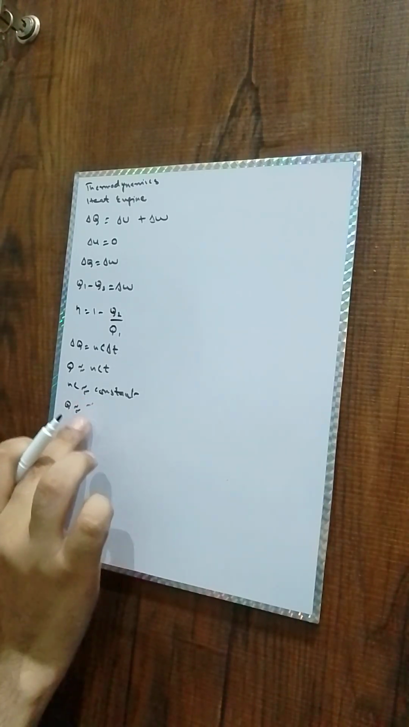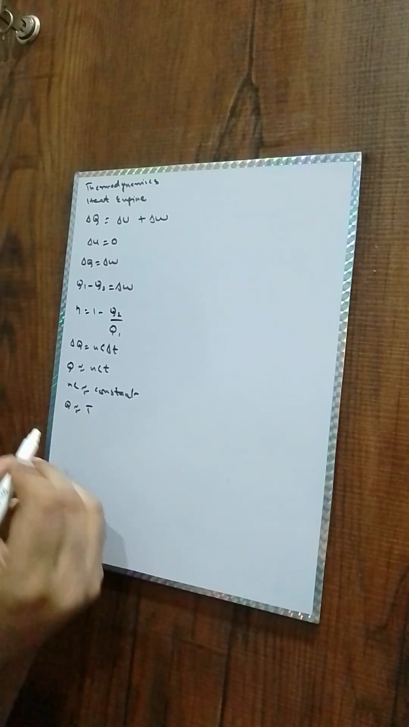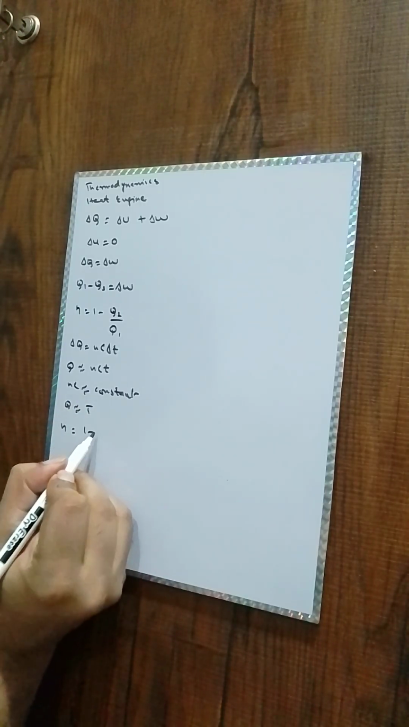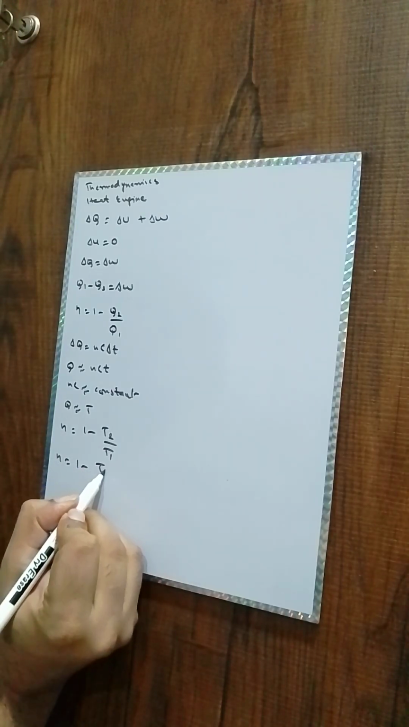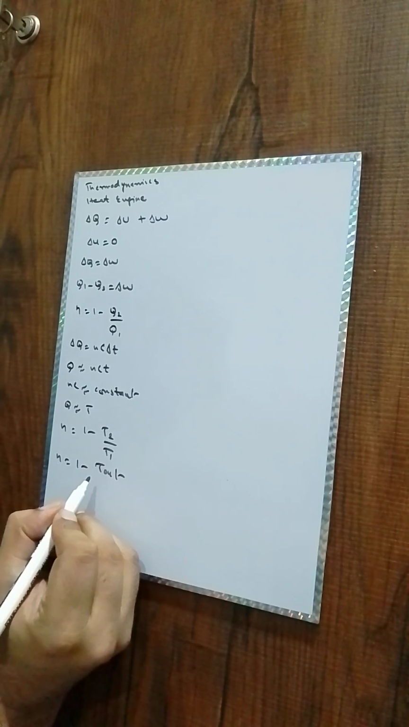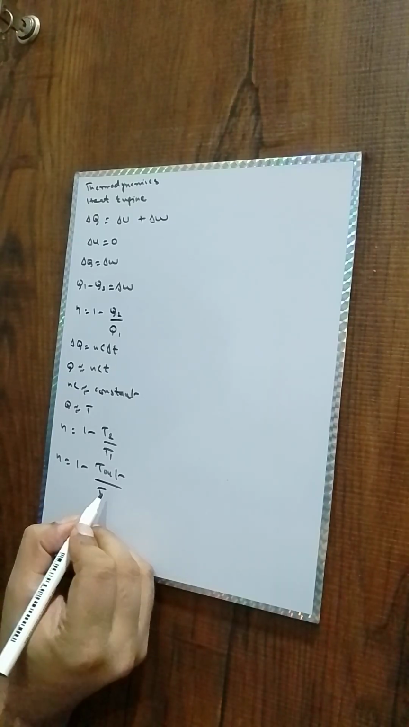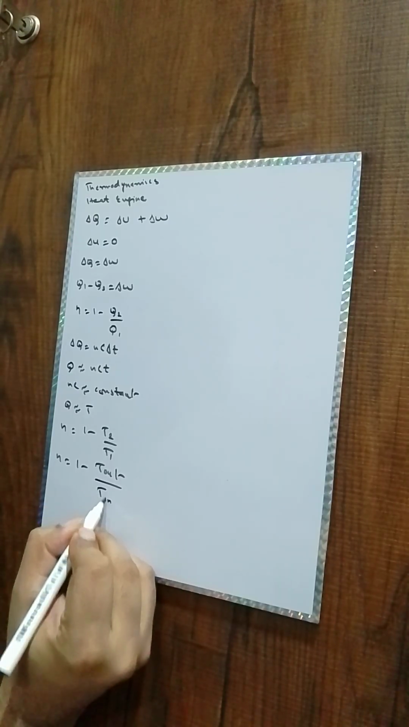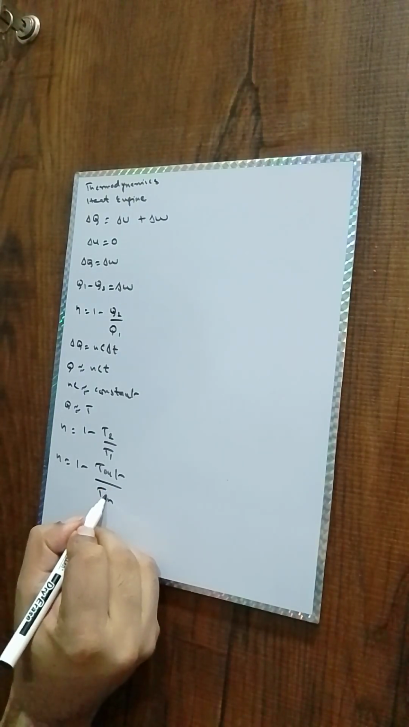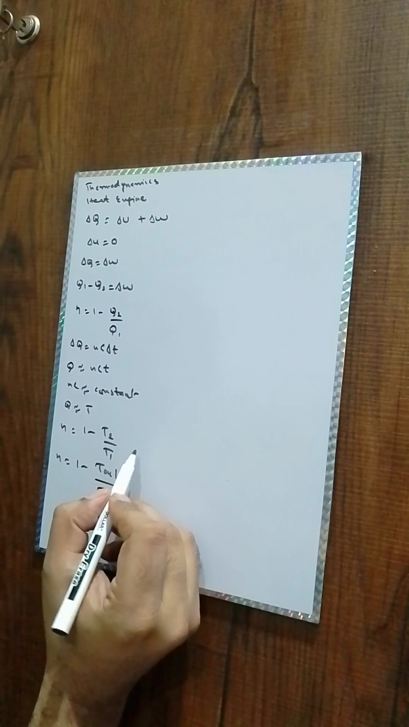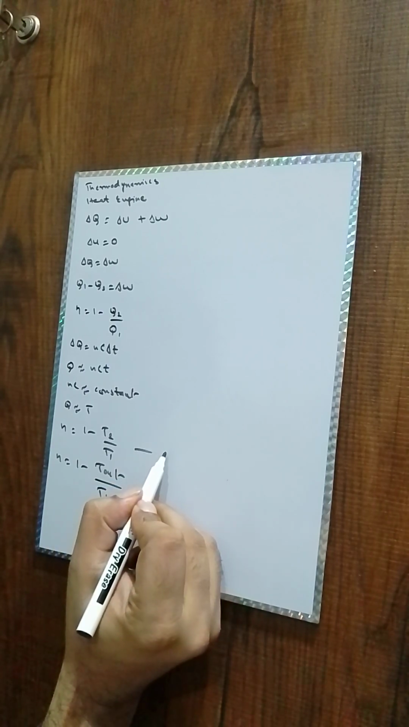Yes, let's call it capital T here. So eta is equal to 1 minus T2 by T1, or eta is equal to 1 minus T out, temperature of the surrounding, by temperature within the system, T in. Yes, so these are also forms.